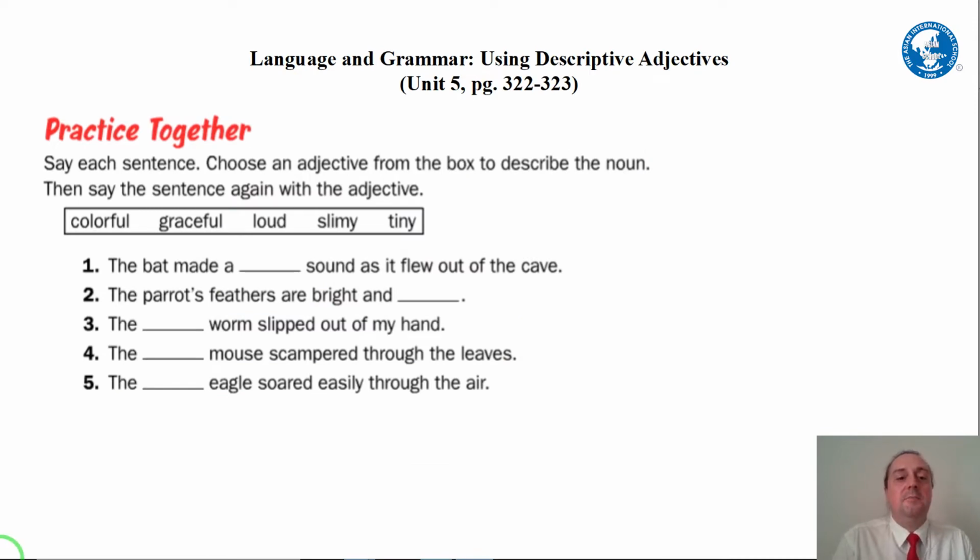Next, let's practice. Let's look at the adjectives that we have together in the box, and use the adjectives to describe the noun. So take 2 minutes, stop the video, and place the correct descriptive adjective in the box for questions 1, 2, 3, 4, and 5.